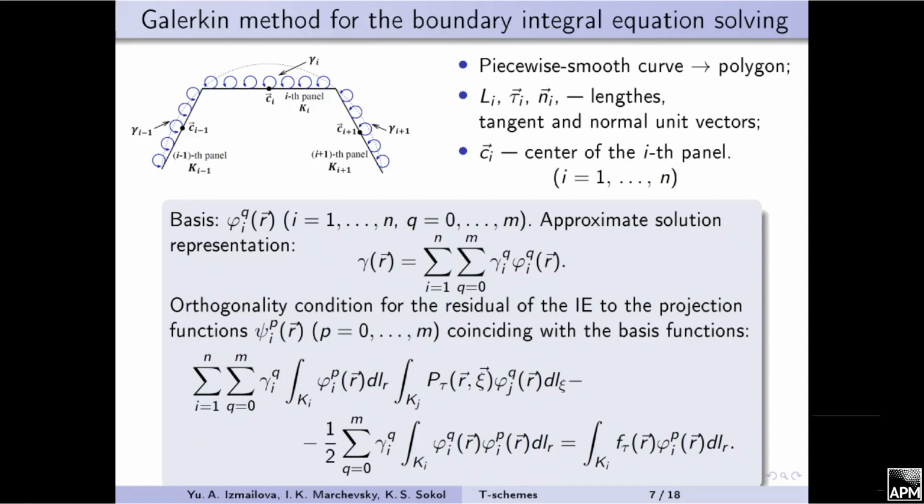Mathematically, the no-slip boundary condition is equal to the boundary integral equation. To solve it, we present the solution by the decomposition of basis functions according to the Galerkin method. The coefficients should be found from the orthogonality condition for the residual of the integral equation to the projection function coinciding with the basis functions.